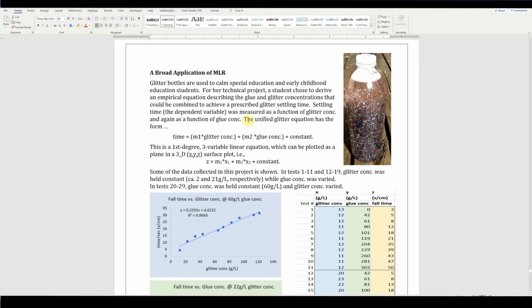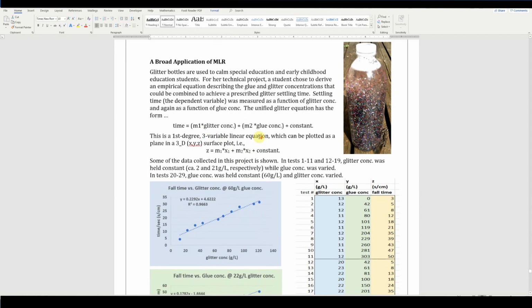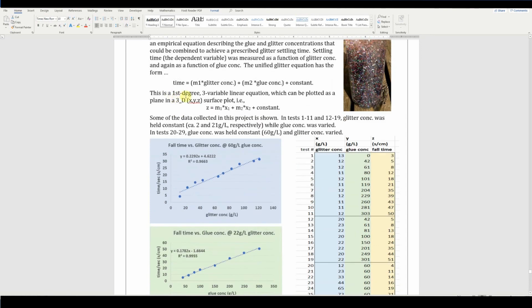And she came up with what she called a unified glitter equation, having the form time is equal to m1 times x1, the glitter concentration, plus m2 times x2, the glue concentration, plus a constant. Now, just to help us remember as we review this, GLI, glitter, comes before GLU, glue. So this is a first degree 3-variable linear equation which can be plotted as a 3D surface plot.